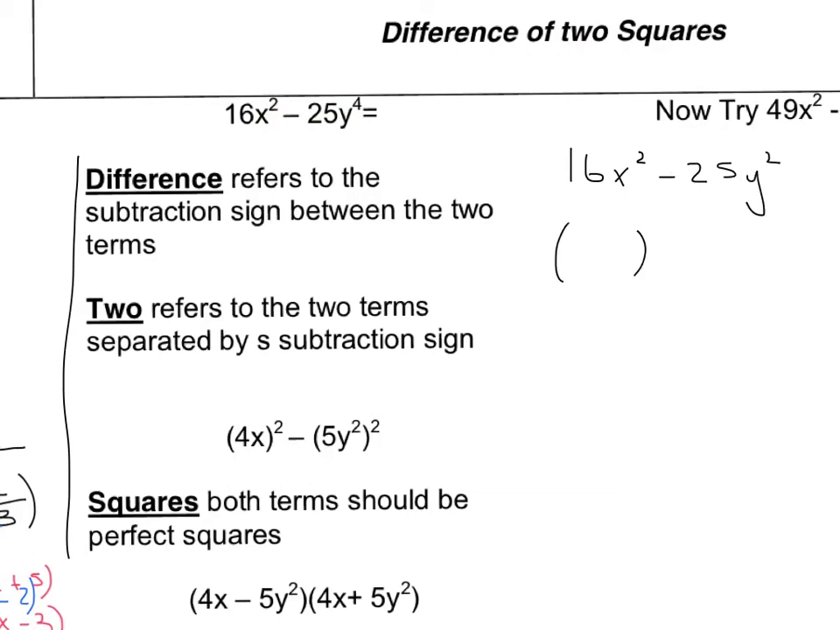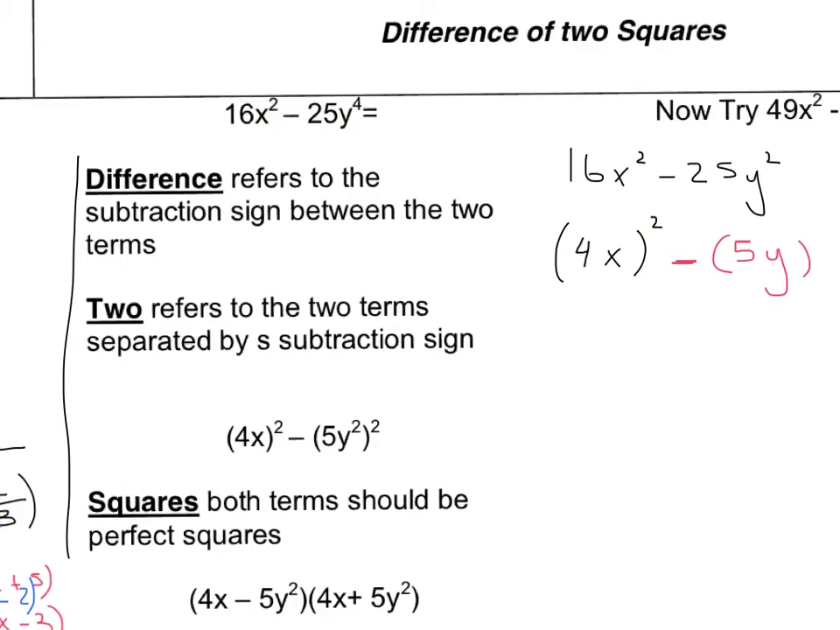Now, if you try to take the square root of 16, the square root of 16 is a 4. So I'm going to write 4 on the inside, and the square root of x squared would be just x. And you put a square on the outside. Now let's check. 4 squared is 16, and x squared is x squared. So let's try the other one. Give the minus on the outside, and the square root of 25 is a 5.